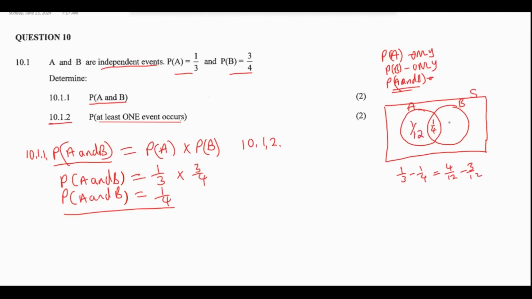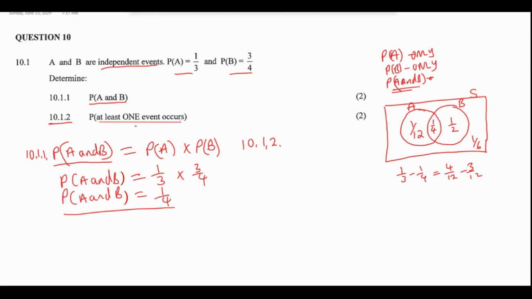Okay. Then what about the probability of B only? Probability of B is 3 over 4, the whole circle B, 3 over 4. So now you have to say 3 over 4 minus 1 over 4. 3 over 4 minus 1 over 4 is 2 over 4, which is 1 over 2. So probability of B only is 1 over 2, right? And then if we subtract all these three fractions from 1, you will get 1 over 6. Okay, these are not A, not B.